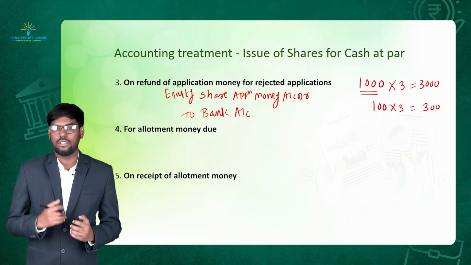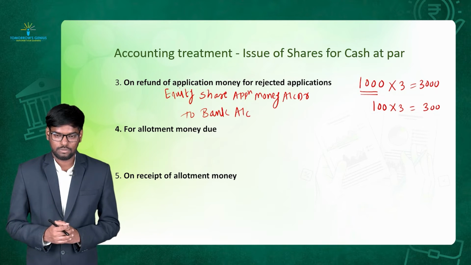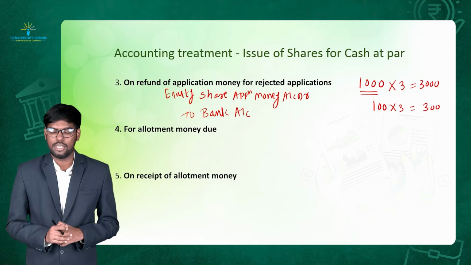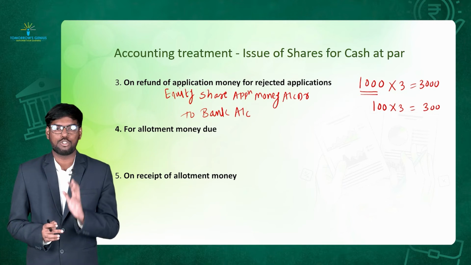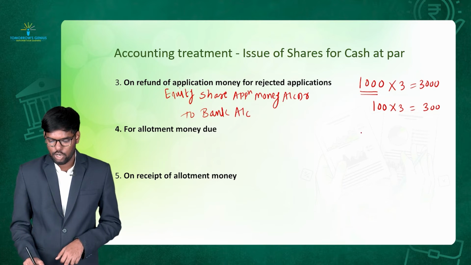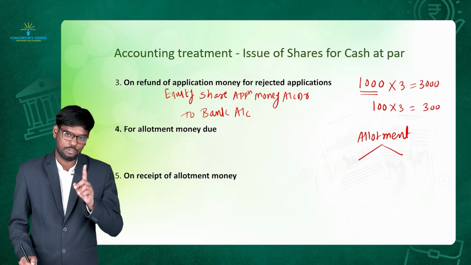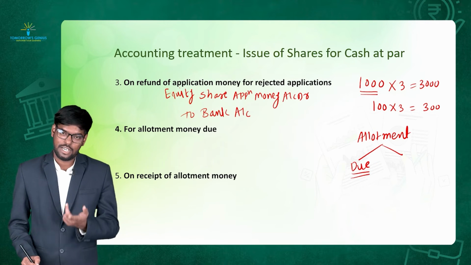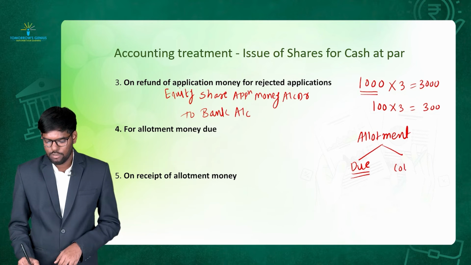Okay, so after that, next comes the allotment. As per my example, company allotted 900 shares. If company has allotted 900 shares, how much money is company calling? Company is calling 5 rupees to pay for at the time of allotment, right? So now it comes to the allotment stage. In allotment stage also, we have to pass two journal entries. One is for due of allotment money, and second is for collection of the allotment money.